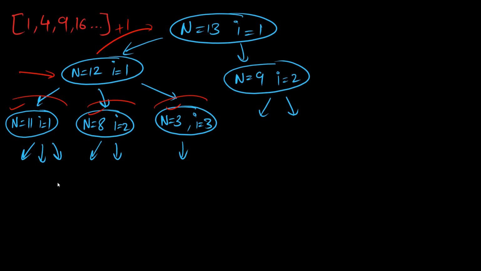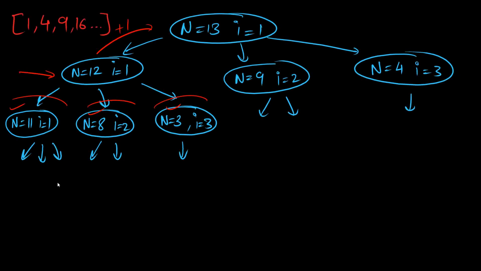Now at n equal to 13, we can select I equal to 2, so n will get reduced to 9. If we select I equal to 3, then n will get reduced to 4. And these again will have sub-problems. If you try to draw this tree in more depth, you will realize there will be sub-problems which will be repeated. Hence, we can use DP here.